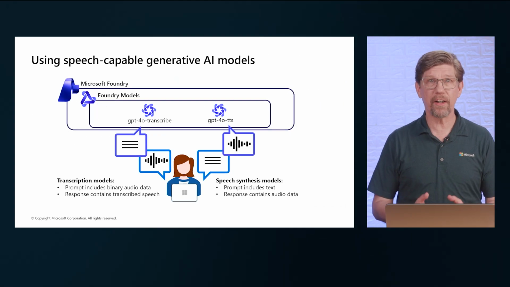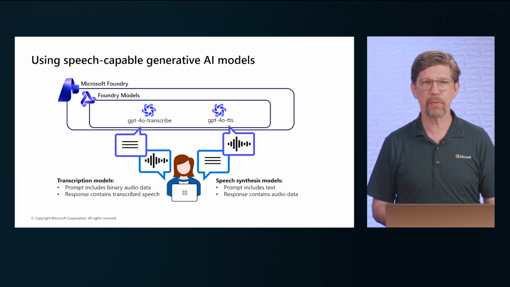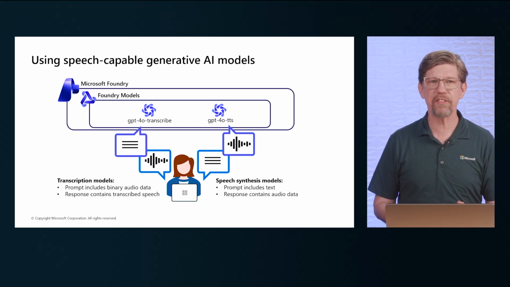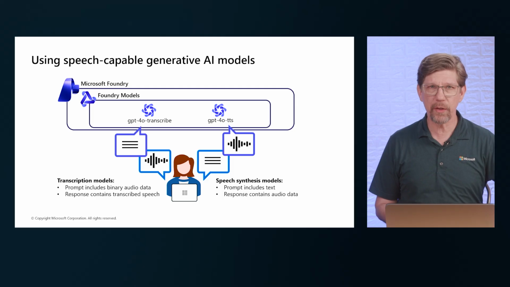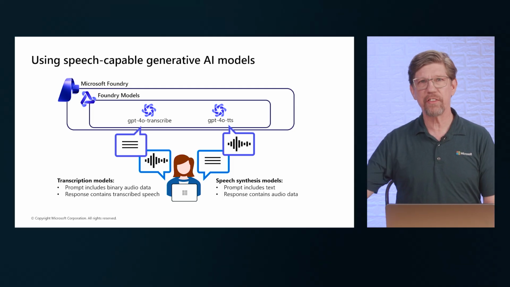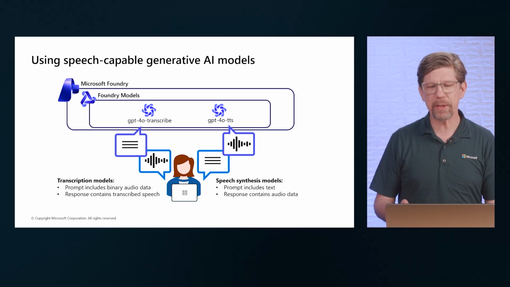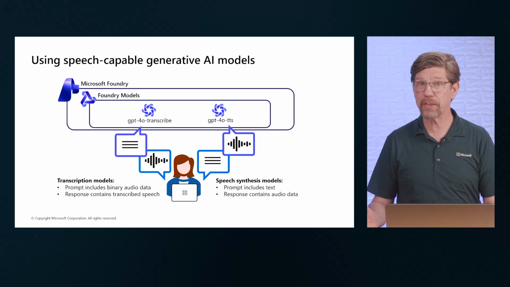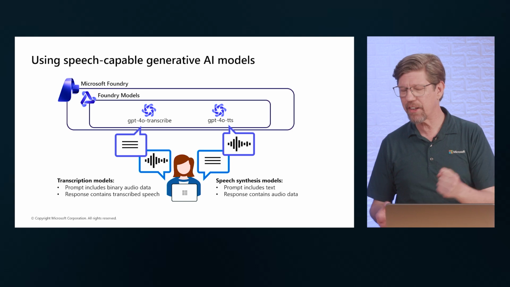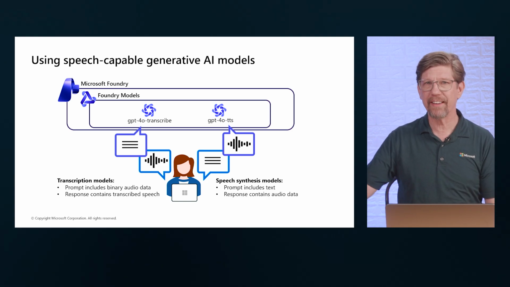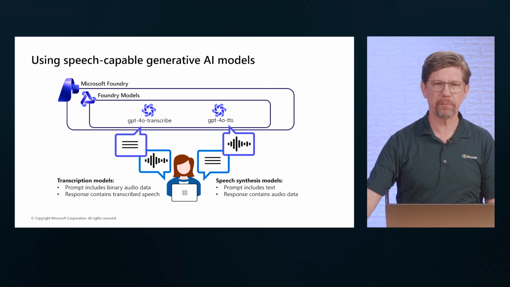So inside of Microsoft Foundry, we would deploy one or both of those models. We would typically use a model like GPT-4o transcribe if we wanted to take in binary audio content and then have the underlying text as output. And we would use GPT-4o text-to-speech, TTS, as a mechanism to do the opposite, to take in text and then read that out appropriately. The output, again, is going to be binary data that represents that audio output.